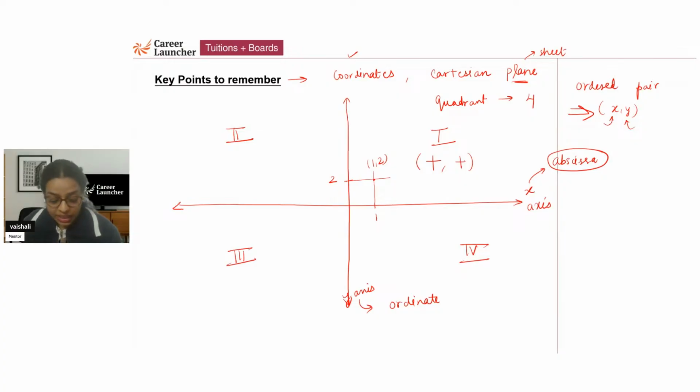Now what about the second quadrant? In the second quadrant, the value of x is negative but the value of y is positive. What about the third quadrant? I am expecting कि आप लोग भी chat section में लिखोगे so that I can understand कि आपको भी समझ आ रहा है. Now in the third quadrant, x is negative and y is also negative.